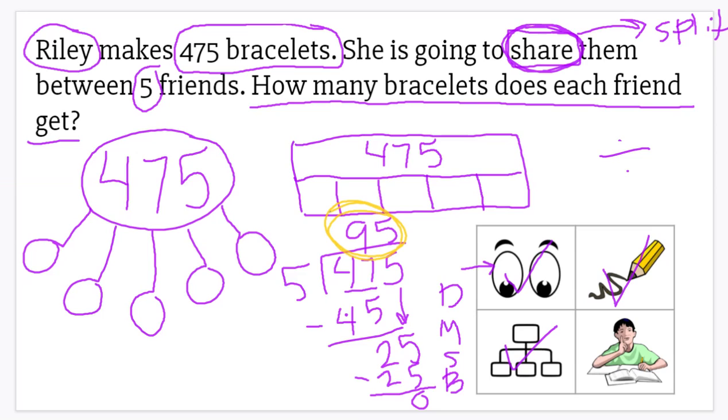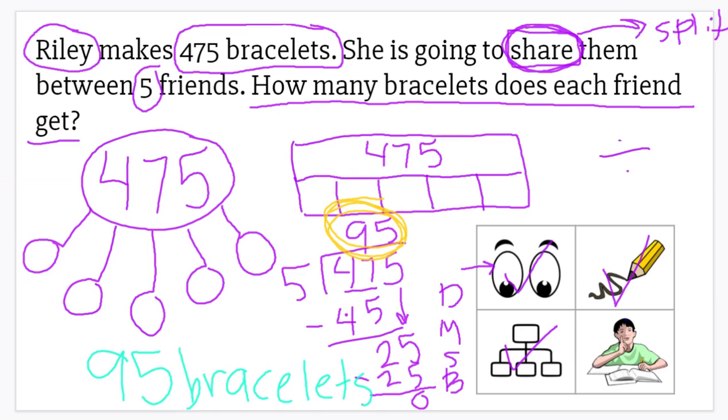I need to make sure that this answers my question in order to finish. So my question was, how many bracelets does each friend get? Each friend would get 95 bracelets. I know that I've answered my question because this makes sense.